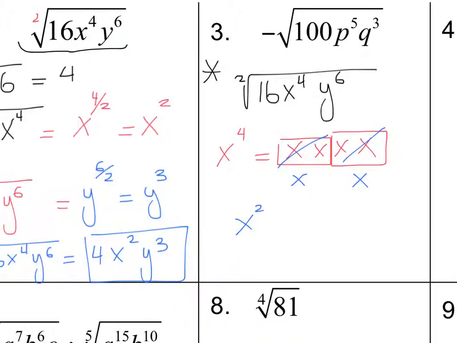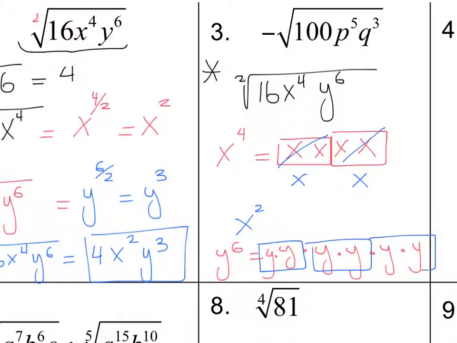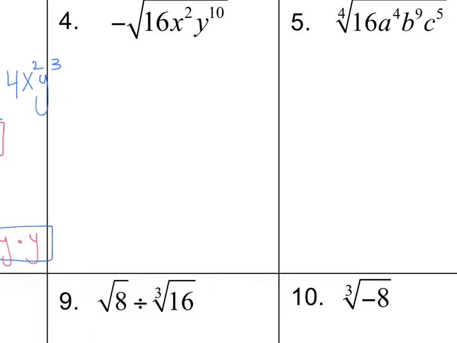Now y to the 6th means I have y times y times y, and so on. Since the index on the outside is 2, I know that any groups of 2 will be leaving the radical. So that's a pair, that's a second pair, that's a third pair. That means y to the 3rd is going to leave the radical. This is another method to do it. So then the answer would be directly 4x to the 2nd y to the 3rd. Now you can use any method that you like, but I feel that this is faster, easier, more efficient. Now let's move on to number 4.